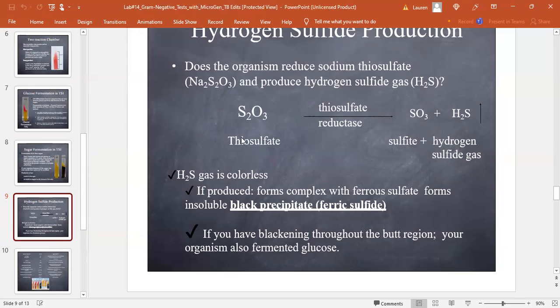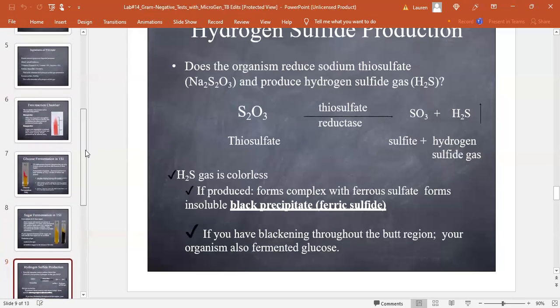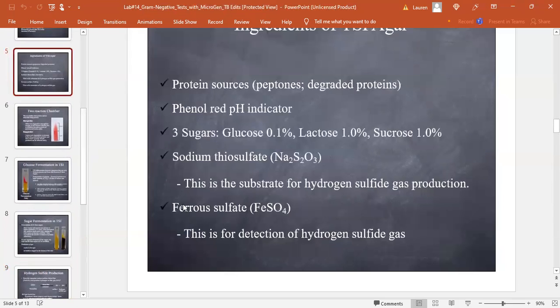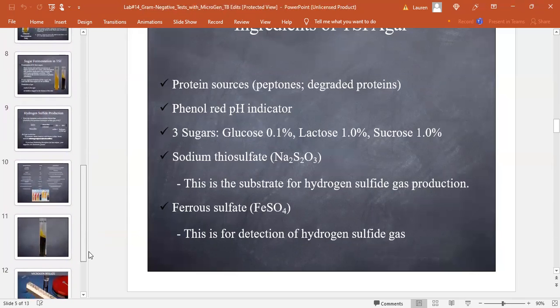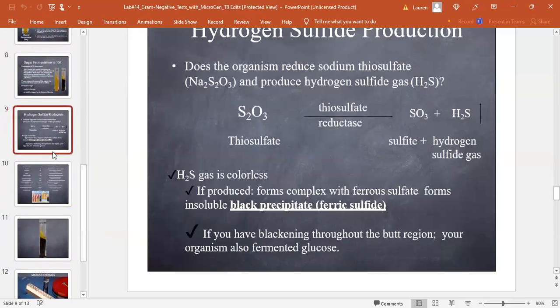And remember, this hydrogen sulfide gas can be indicated by the ferrous sulfate. Think of this as another type of indicator, right? It's not a pH indicator, it's just an H2S indicator. With the pH indicator, you're looking for color, but with this one, you're seeing a reaction.